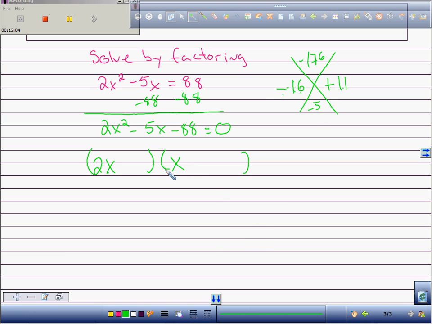Now, how do you know which one's which? Like, why does it matter? Because they have to add to negative 5.